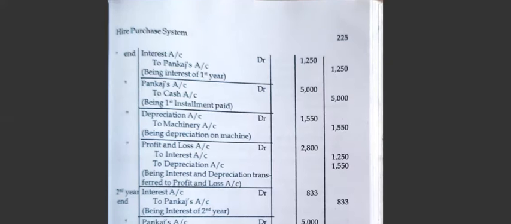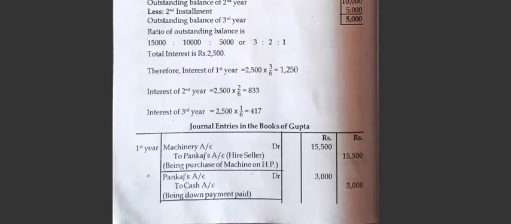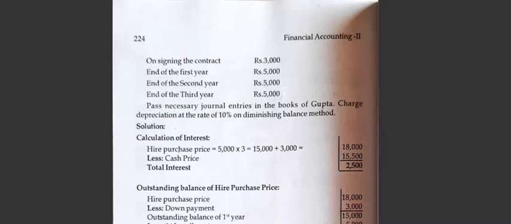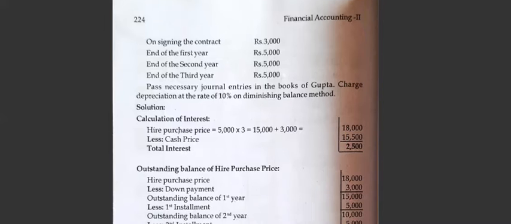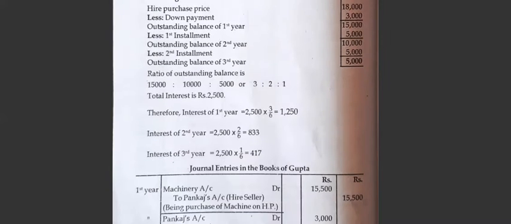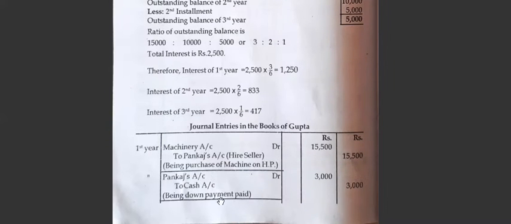Now what is the first entry? Remember, I have already explained to you, in the year of purchase we have to pass 2 entries. So first is machine purchased. Machinery account debit to Pankaj account, from whom they have purchased. If you know the name of the seller, you have to write Pankaj. Here it is Pankaj. See, machinery account debit to Pankaj account, being the machine purchased.